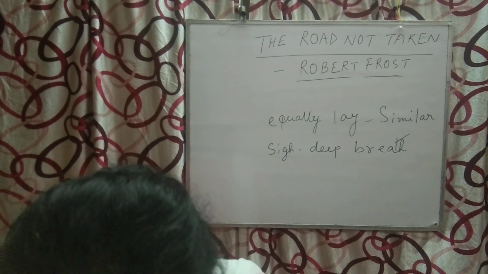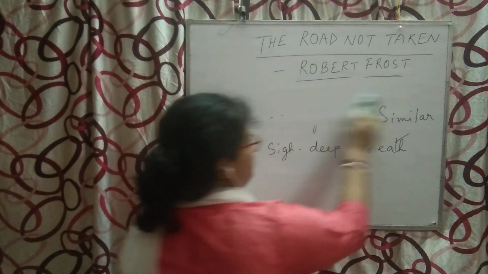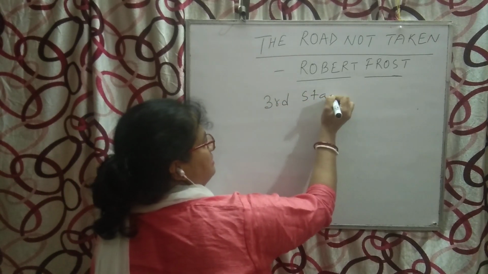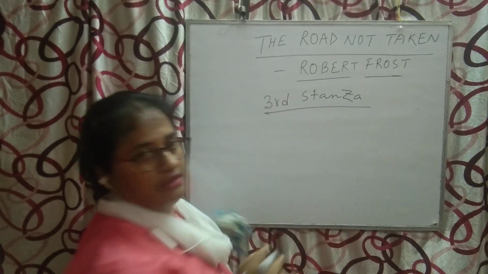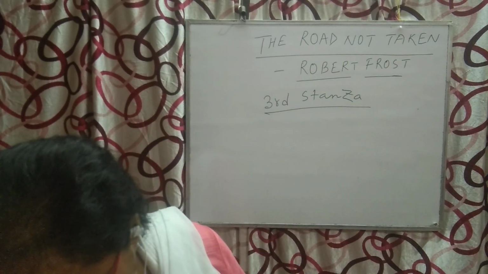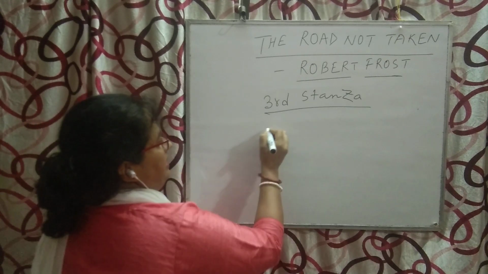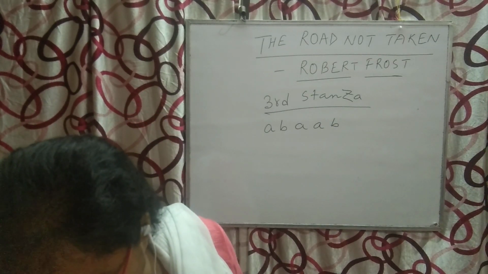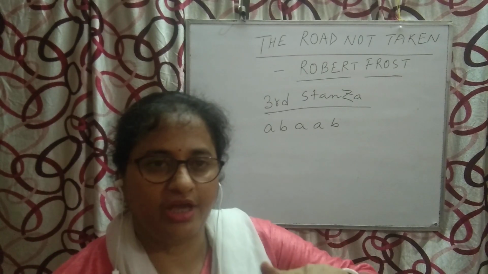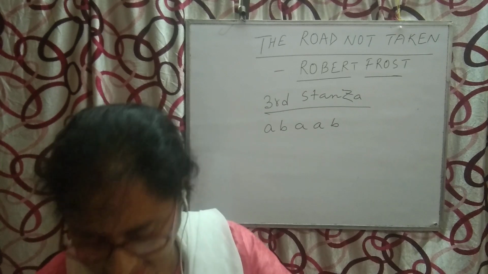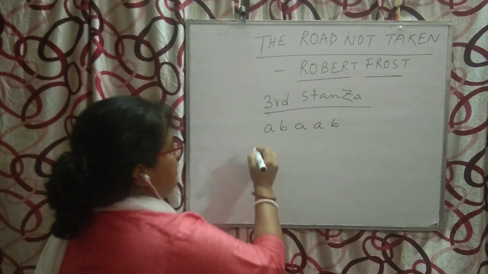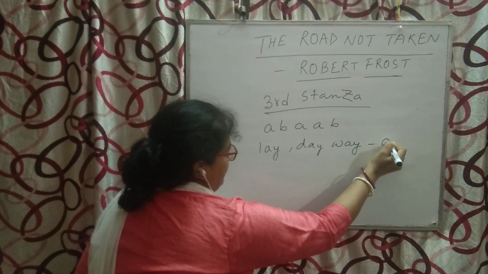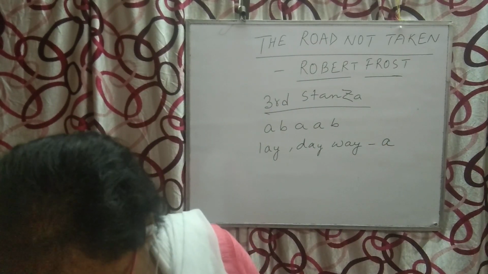Now see, moving on to the third stanza. Now what will be the rhyme scheme? See, again it is A, B, A, B. Here, see, and both that morning equally lay. For rhyme scheme, we have to take the last word of each line. Lay, day, way. Lay, day, way. We mark it with A. Correct? Now, second, black and back.